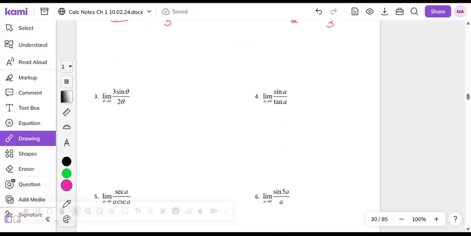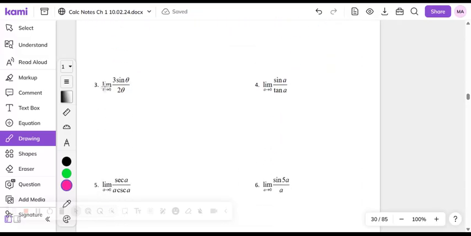Okay, let's check out the next one. We have the limit as theta approaches 0 of 3 sine of theta over 2 theta. Well, this is just sine of theta over theta. That will reduce to 1. And what are we left with? 3 over 2.